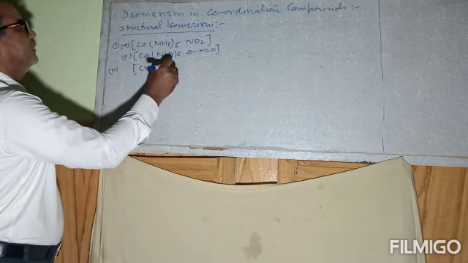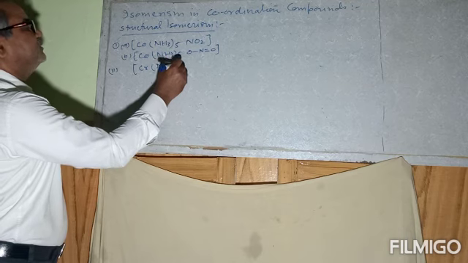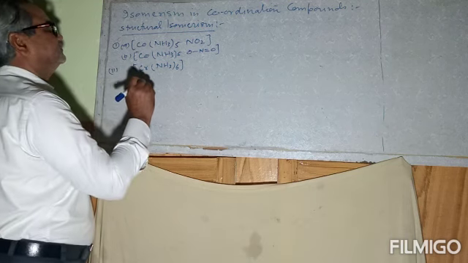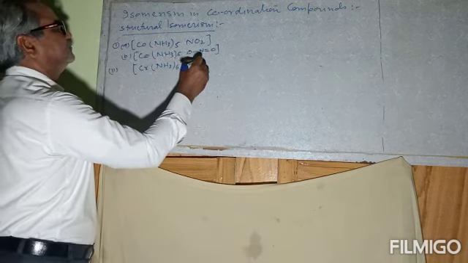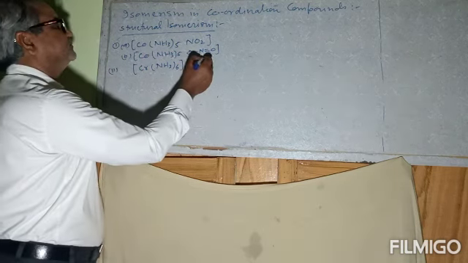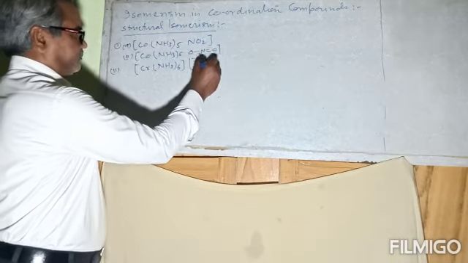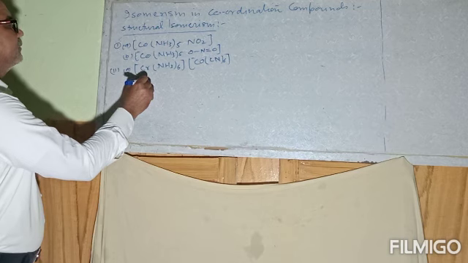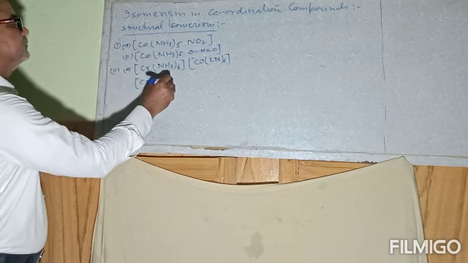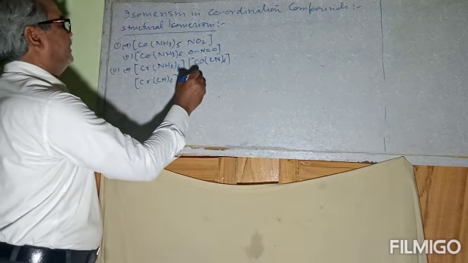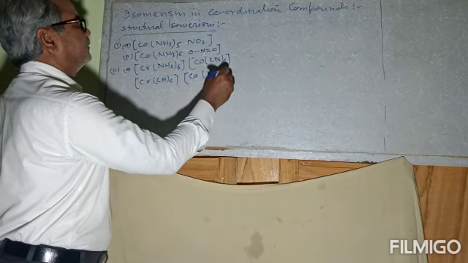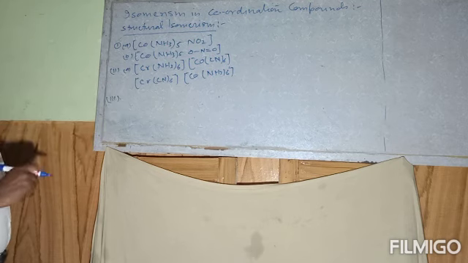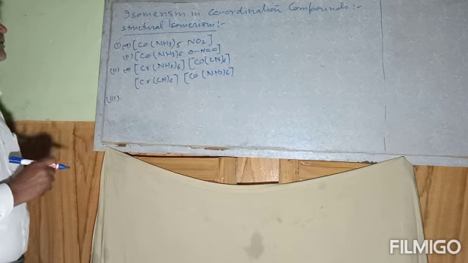Chromium, NH3 whole 6, cobalt, cyanide whole 6, chromium, cyanide whole 6, and cobalt, NH3 whole 6. This is the third type of isomerism shown by coordination compounds.